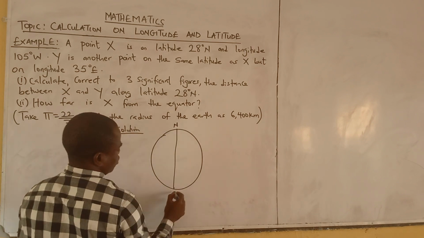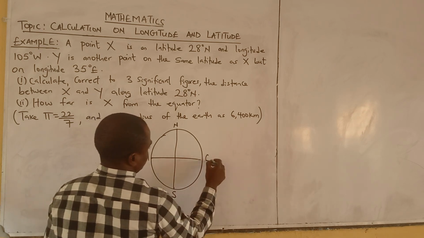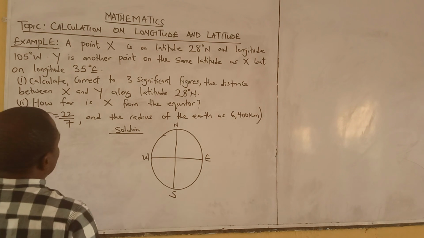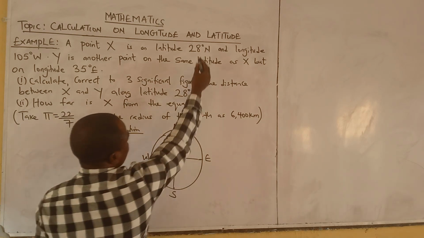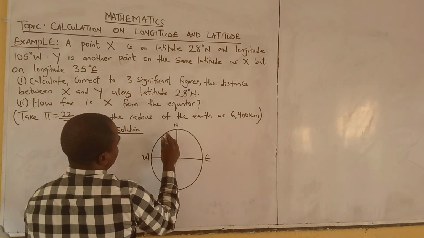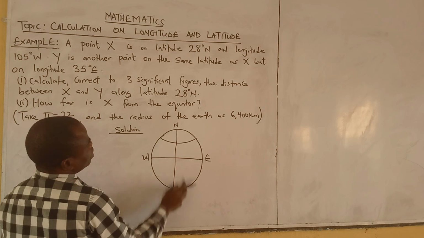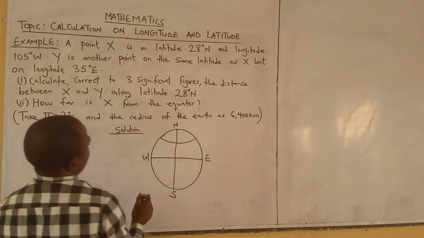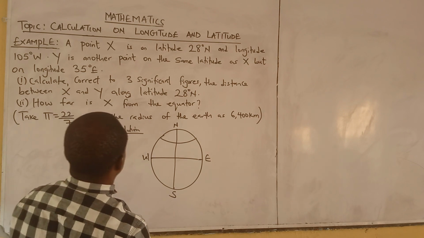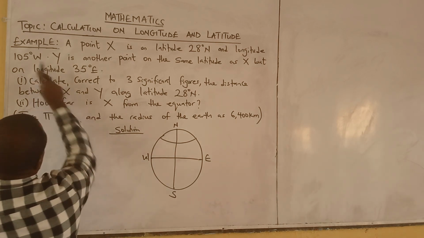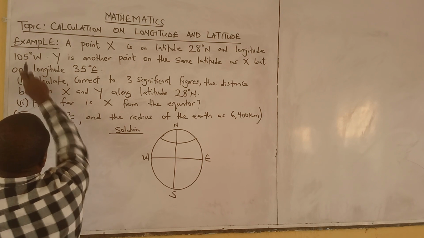North, south, west, east. A point X is on latitude 28 degree north. Since we are given 28 degree north, let it be at the top. This is north, this is south. 28 degree north, and longitude 105 degree west. You can see west, east. You see the figure, the angle 105 degree.